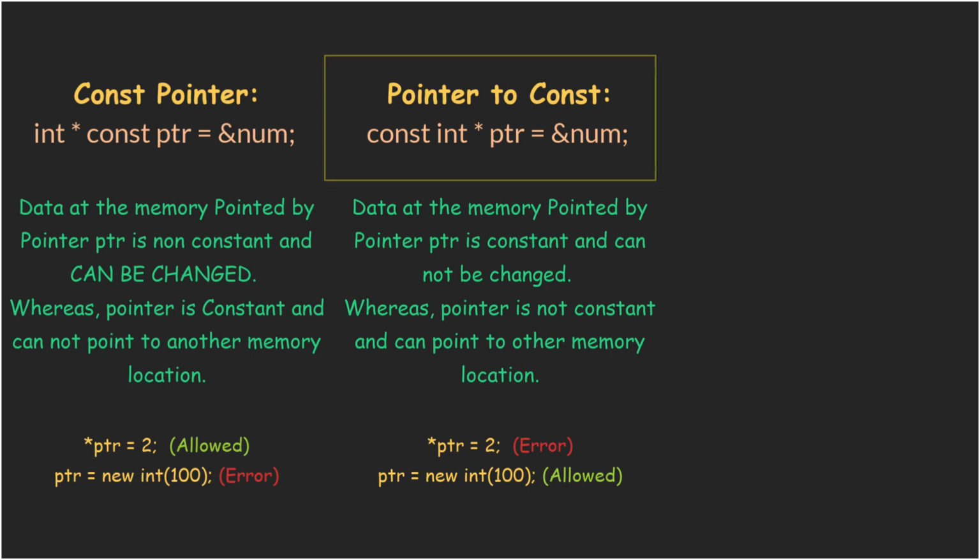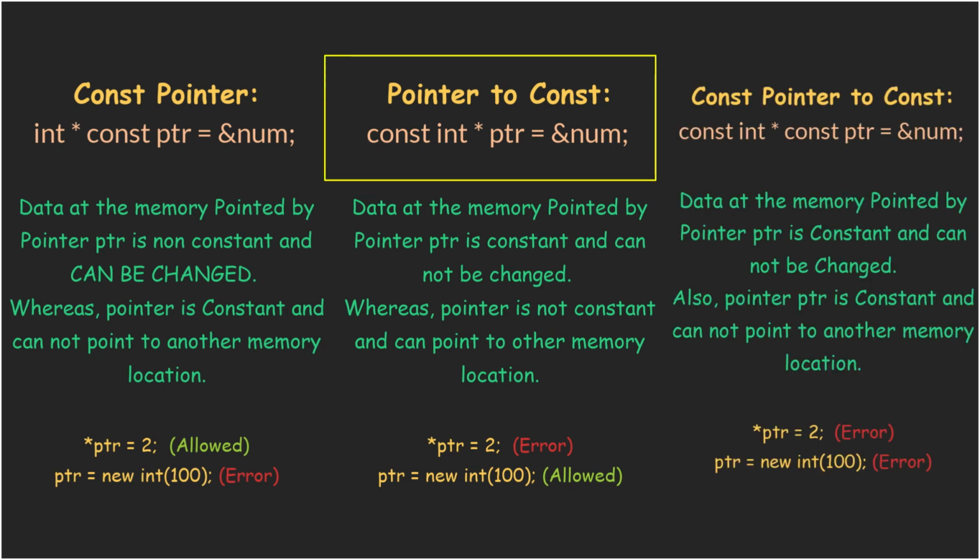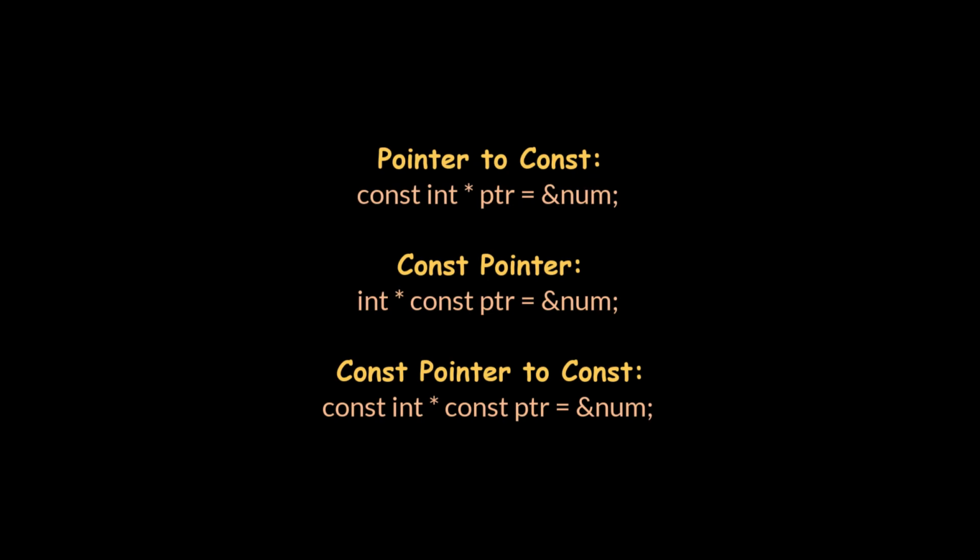The third one is const pointer to const value. It combines both the concepts of const pointer and pointer to const. Now the pointer cannot point to a different memory location, and the data at the memory location cannot be changed using the pointer. So both the pointer and the data it points to are constant in this case. So in this video we learned about const pointers, pointer to const, and const pointer to const value in C++.